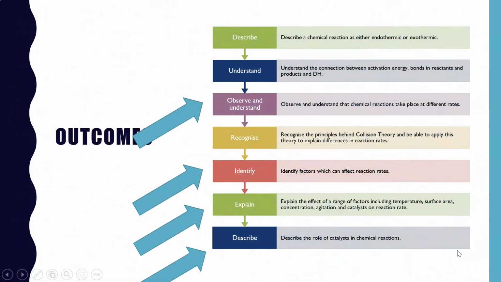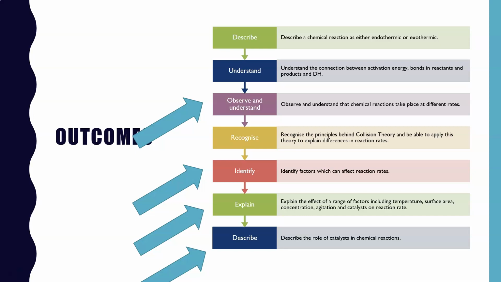So the outcomes that we're looking at, we're again back at that third outcome, which is observe and understand that chemical reactions take place at different rates. So we looked at that in the collision theory so that we could have an understanding of how reactions occurred. Now we're going to be covering that again through the rates of reaction, and we're going to identify the factors that can affect rates of reaction.